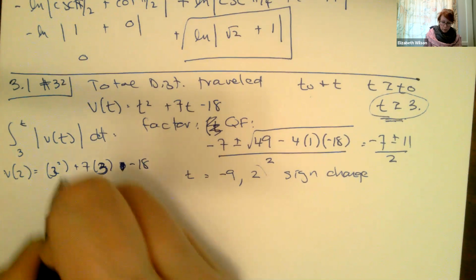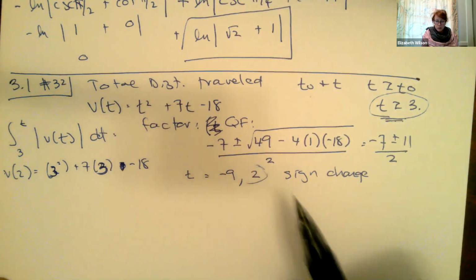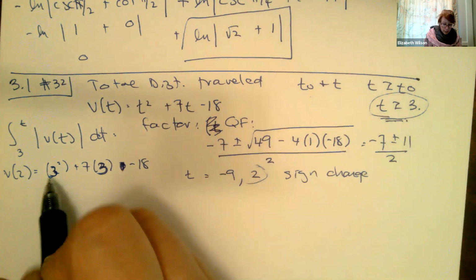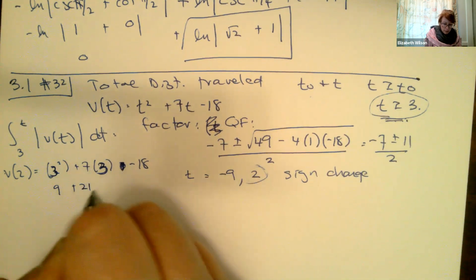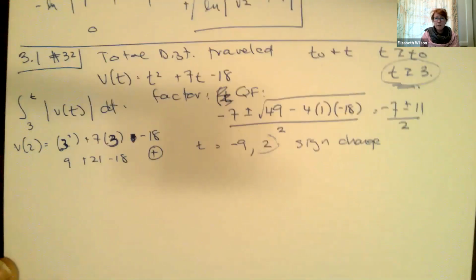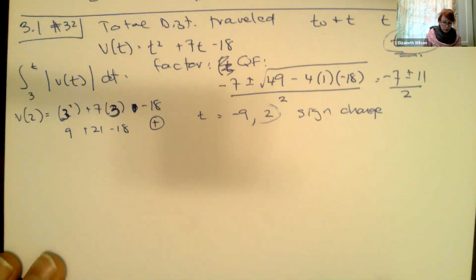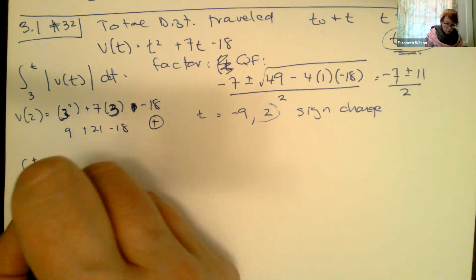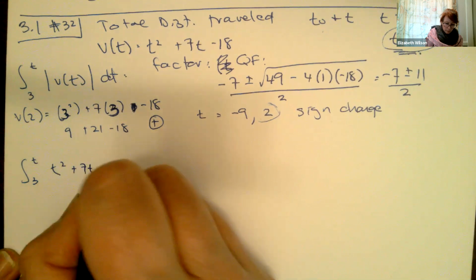Okay, so I know I have a sign change at 2. Let me see what happens at 3, because that's where they told me to start looking. So I'm going to get 9 plus 21 minus 18. I already know this is going to be positive, right? So that means that we don't have to multiply by a -1. We can just integrate as normal. So I'm going to go from 3 to t, t squared plus 7t minus 18 dt.